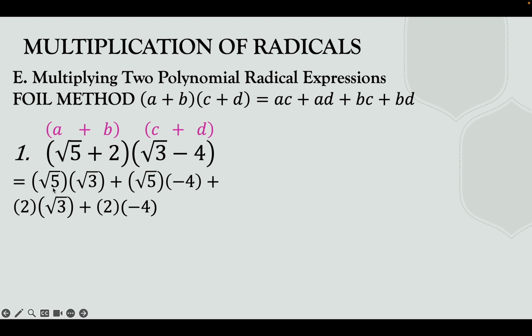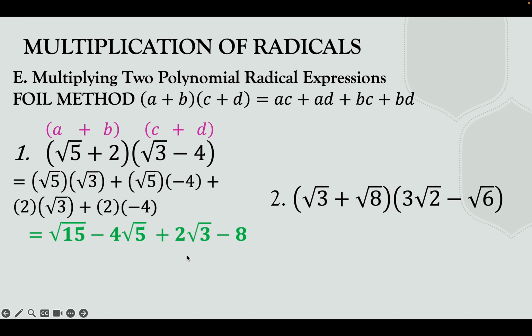Simplify now. So square root of 5 times square root of 3, we have square root of 15. Square root of 5 times negative 4, so we have negative 4 square root of 5. And then 2 times square root of 3, so we have 2 square root of 3. 2 times negative 4, we have negative 8. So we have here square root of 15 minus 4 square root of 5 plus 2 square root of 3 minus 8. Since this is the simplest form, this will be our final answer.